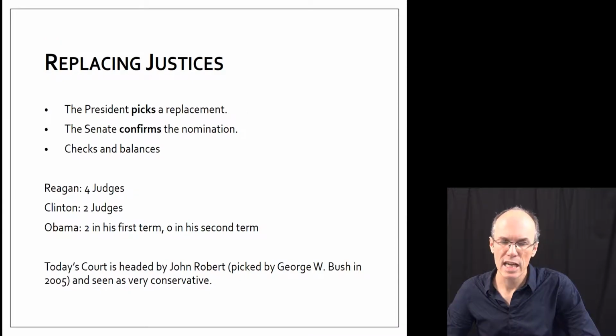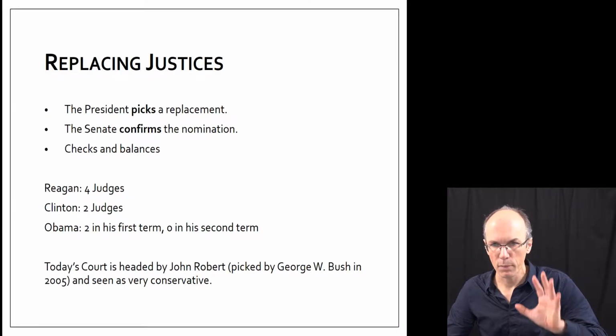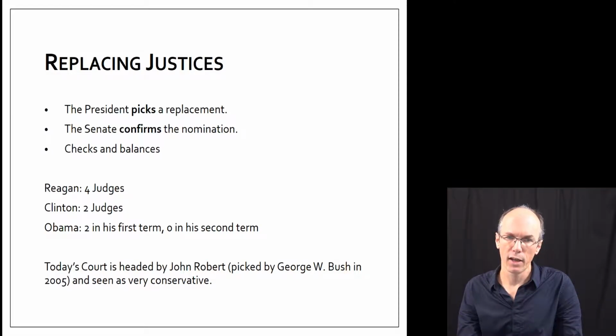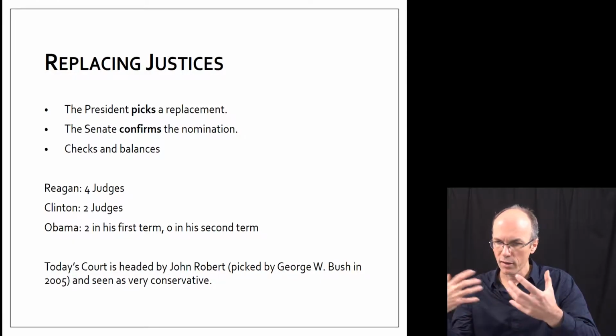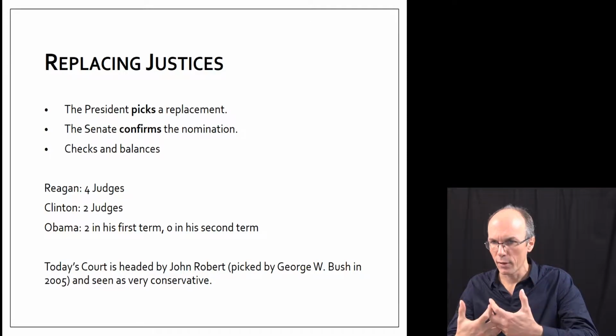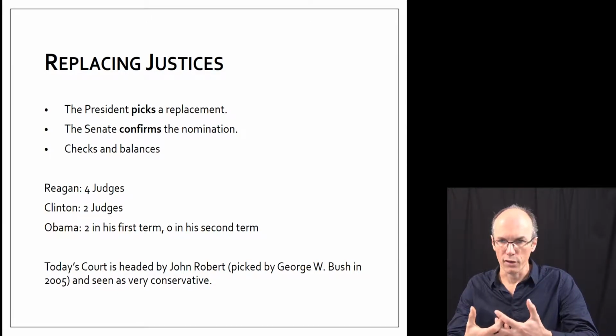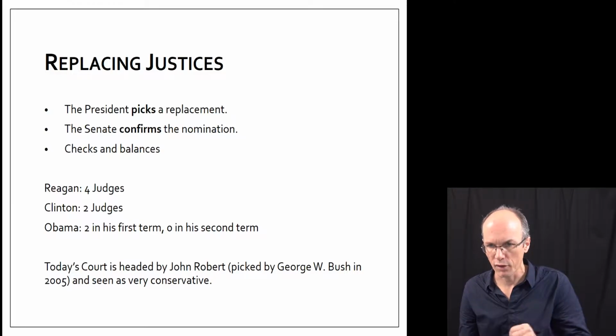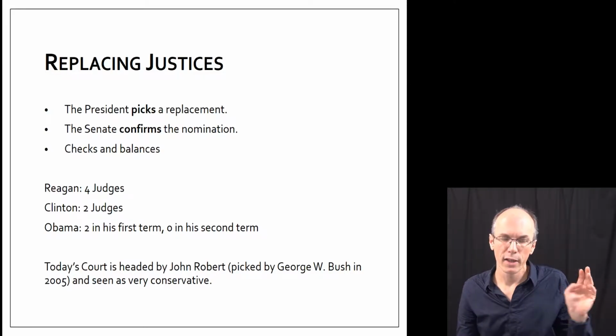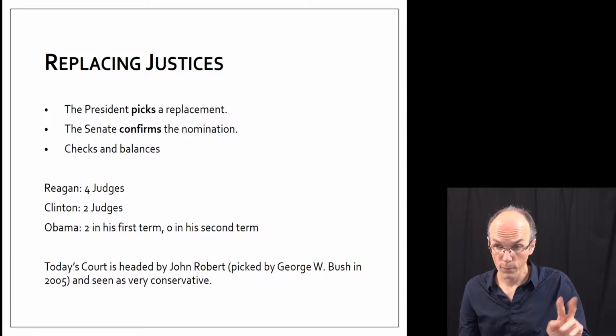So how do you name justices? They are chosen by the president, and then their nomination is confirmed by the US Senate. So you can see the executive branch and the legislative branch having to work together to confirm judges. Reagan named 4 judges, Clinton 2, Obama 2, and Trump so far 2. Which means that the most recent Democratic presidents named 4 judges, while Reagan and Trump together named 6.